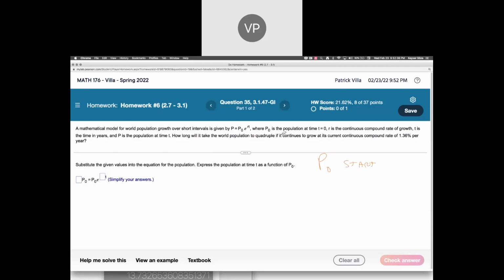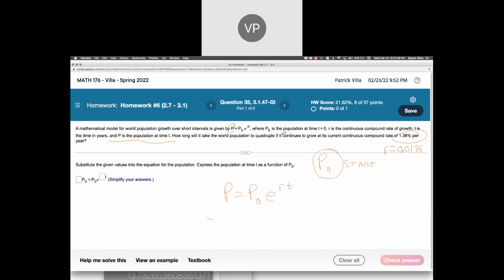Then the P is going to tell you what the population is as time goes on. So this will tell you whatever T you plug in there, you're going to get that. So we have to figure out how long it will take the world population to quadruple if it continues to grow at its current continuous rate of 1.36%. So remember, that means 0.0136.